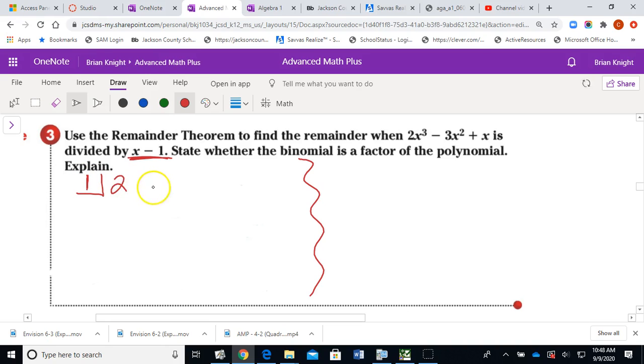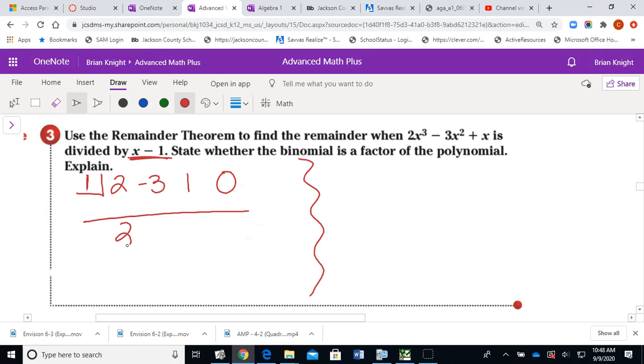2, negative 3, 1, and it doesn't have 1, but do I need to put the 0 on the end? Yeah. I do, to hold the spot, okay? It doesn't have a constant, but I still got to put it to hold the place, okay? We do our synthetic division. First step, bring down the first number is 2.